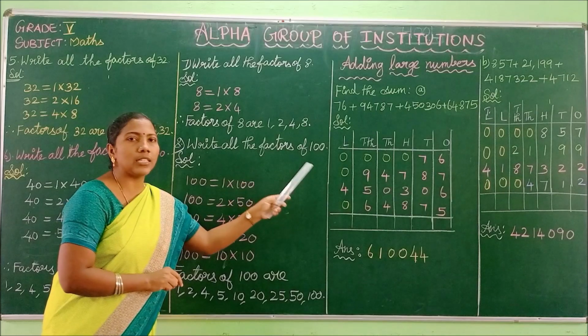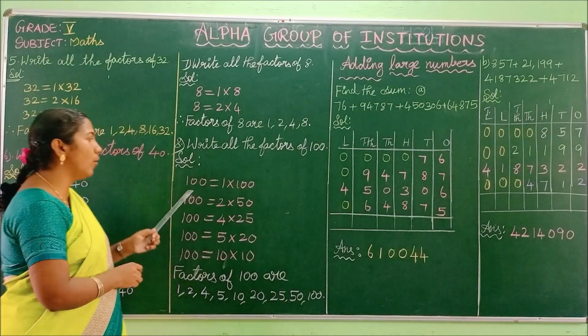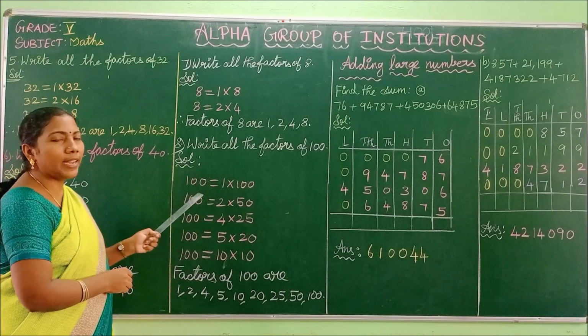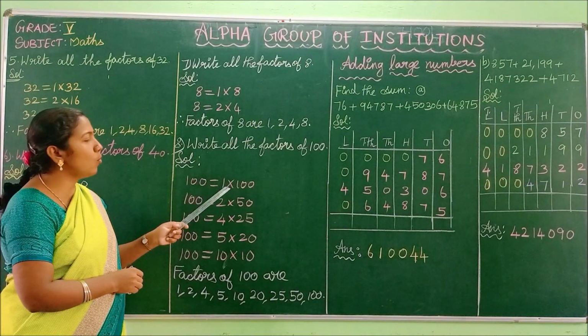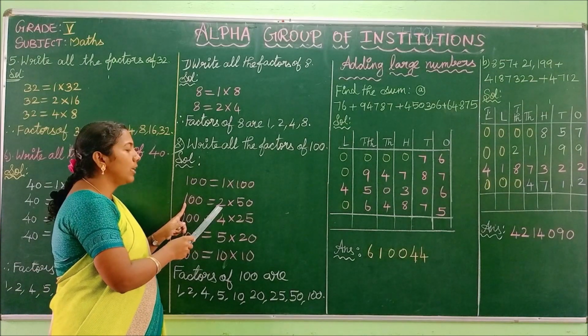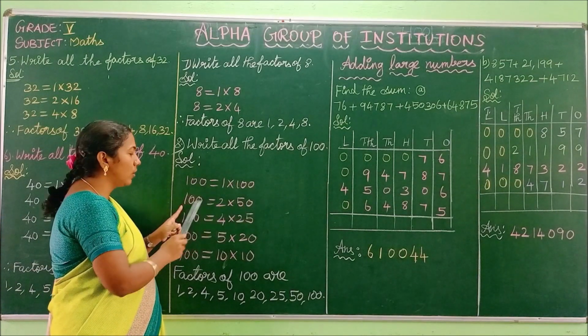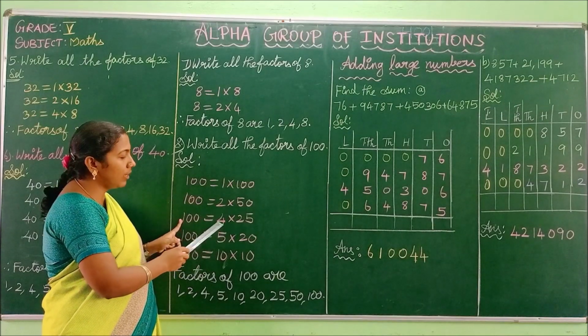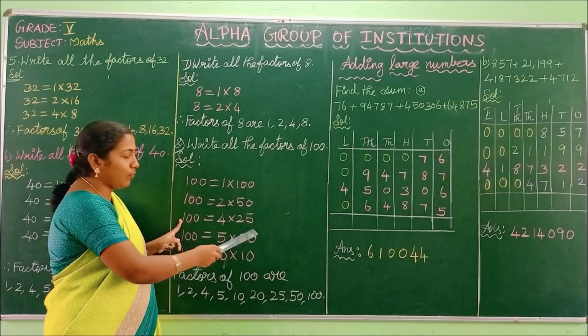Let us see the last sum. Write all the factors of 100. Okay, now we are going to find the factors of 100. First step, you have to write 100 as the multiple of 1. So 1 into 100. 100 also comes in the 2 table. So you can easily write 2 into 50. It does not come in the 3 table. It comes in the 4 table. So you can easily write 4 into 25.